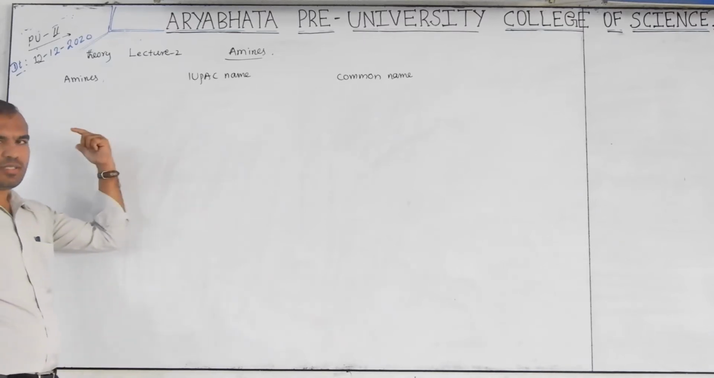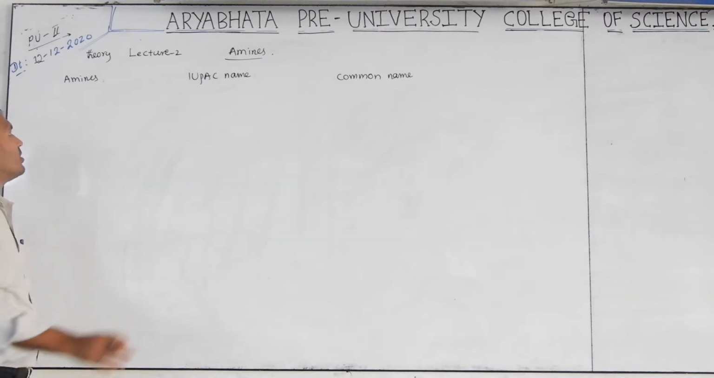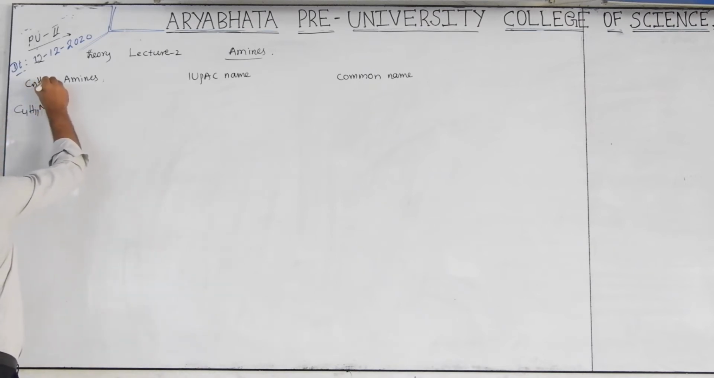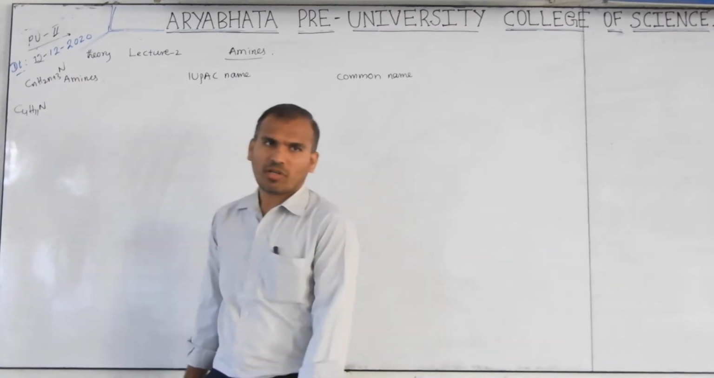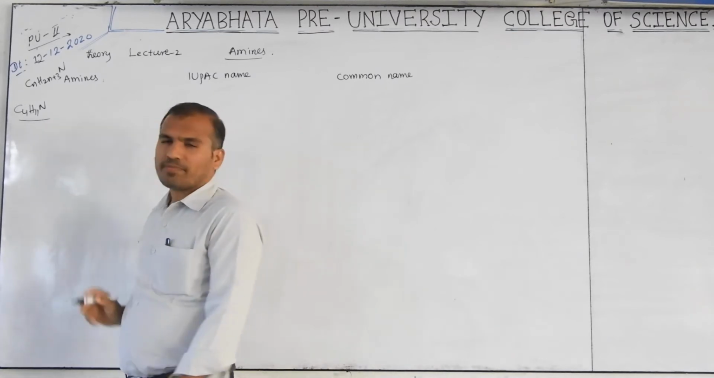The previous class discussed IUPAC nomenclature and common nomenclature. So now we have one compound, C4H11N. Correct? What is the formula for amine? CnH2n+3N. Now put the n value as 4, and you will get the same molecular formula. Okay, now this is the molecular formula.